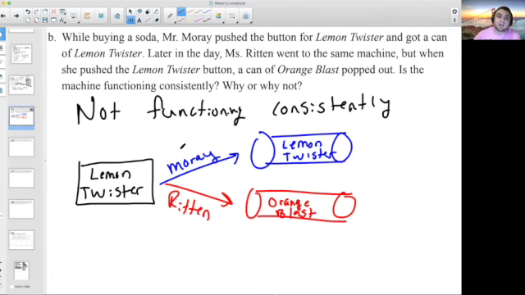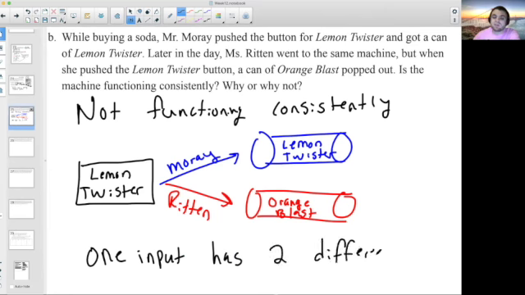So what we have is a scenario here where one input has two different outputs. Okay, that's not functioning consistently. If the machine was functioning consistently, whenever we press that lemon twister, we want to get one type of soda. So you might say this machine is malfunctioning. Mal is right, bad, functioning badly, right? And this idea of function and functioning is going to be kind of like a theme that's going to continue to show up now and probably throughout high school, maybe even beyond.